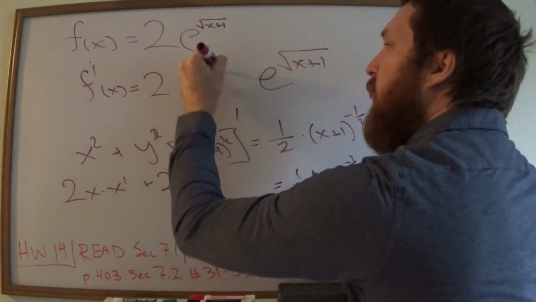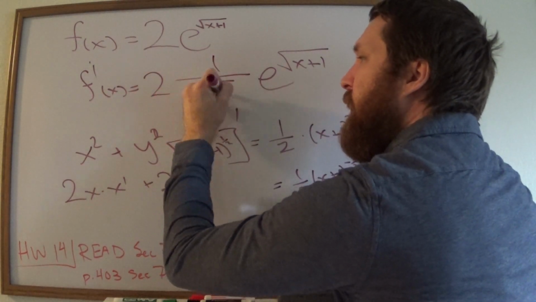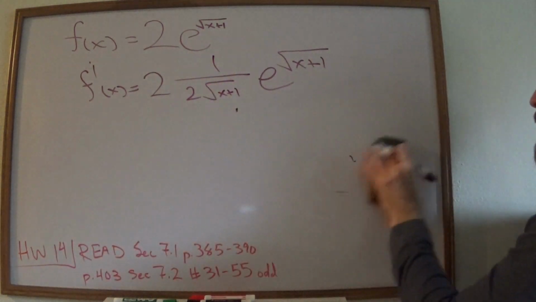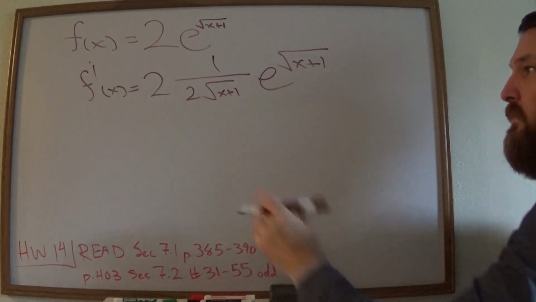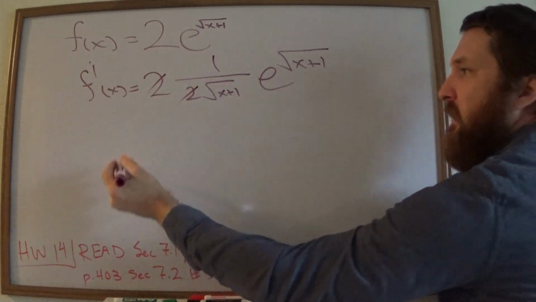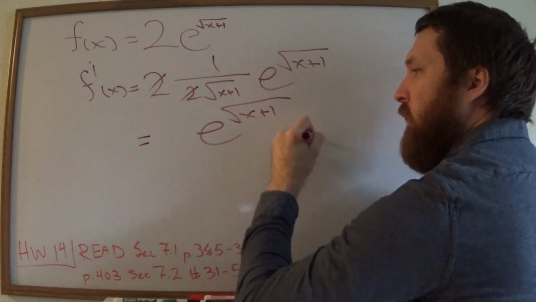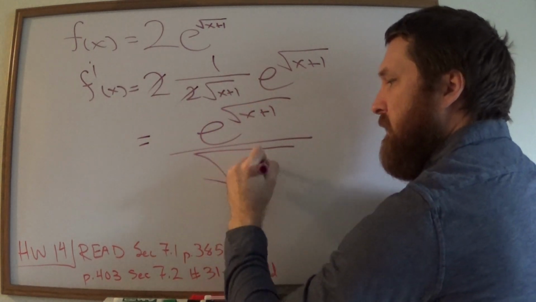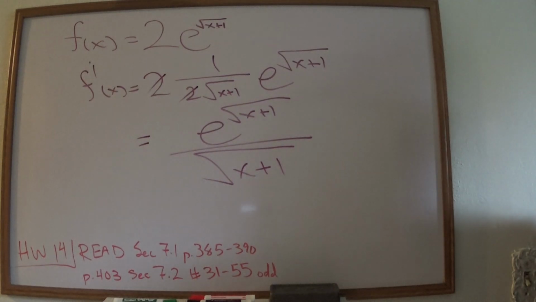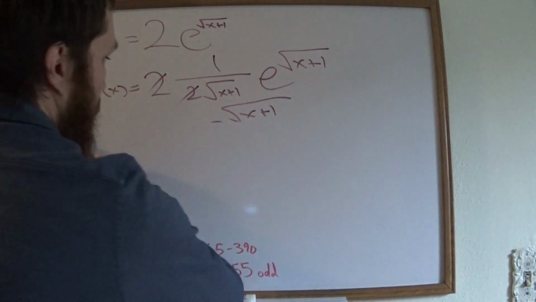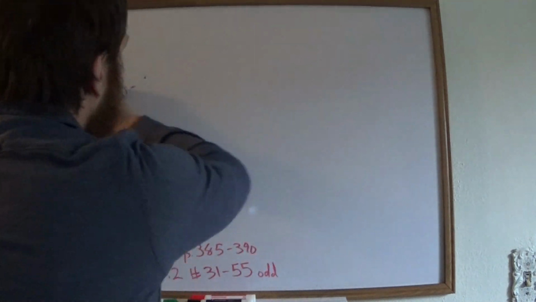And so we have 1 over 2 root x plus 1. I guess we could cancel out those 2's, 2 in the numerator, 2 in the denominator, and rewrite that as e to the root x plus 1 all over root x plus 1. Okay, so you should have plenty of these to work with, to get the feel of it.